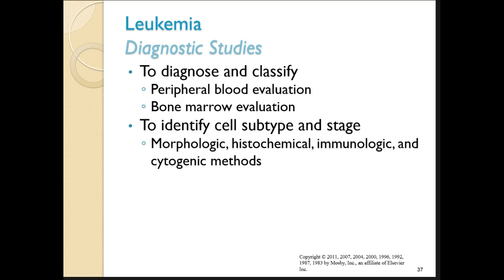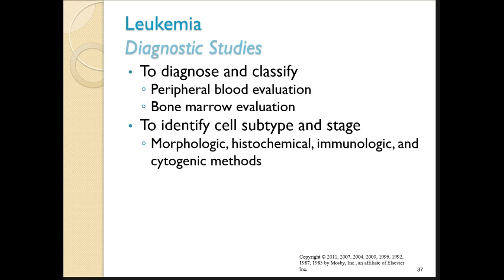In order to do evaluation and to identify what is occurring with your patient, there are some very important diagnostics that are done. Peripheral blood evaluation and bone marrow examination are the primary methods of diagnosing and classifying the types of leukemia. Morphologic, histochemical, immunologic, and cytogenetic methods are all used to help identify the leukemic cell types and the stage of development. Identifying the type of leukemia is important because the various types have different prognosis and chemotherapeutic regimens.